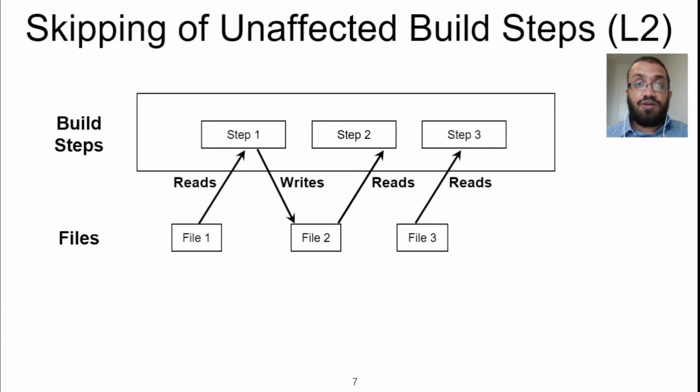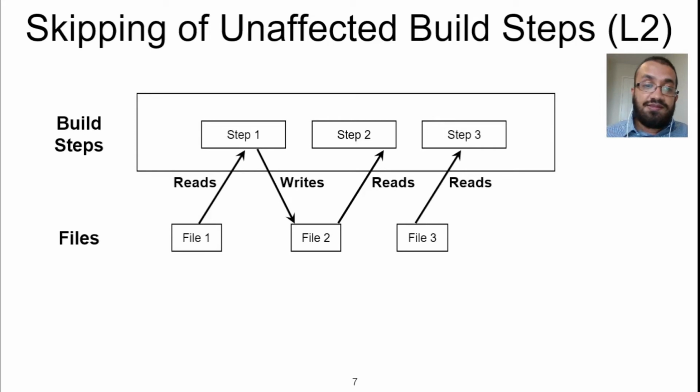Now let's look at the next technique, skipping of unaffected build steps. Kotinos collects system calls during the initial build process, and it identifies files read and written during each build step using these collected system calls and builds a dependency graph. This graph is used in subsequent builds to skip steps.